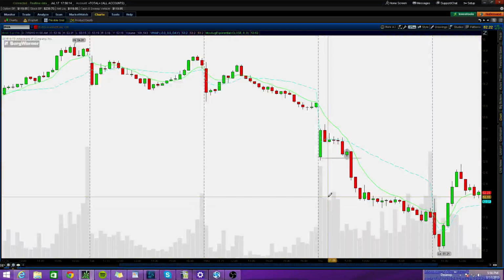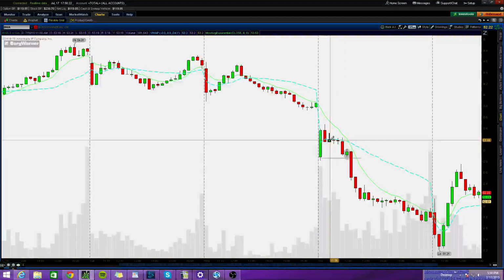Another way to do it is behind or through a support area. So the stock comes down to VWAP. That's a natural place for people to buy. They tried to push it up. That fails, you take the failure.